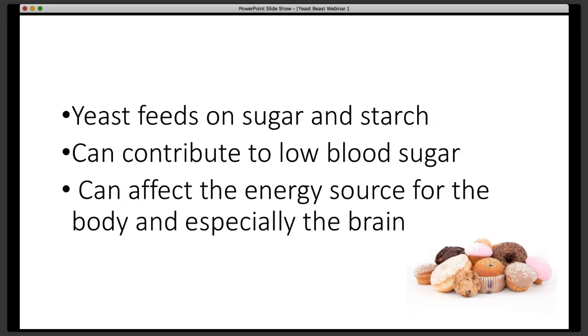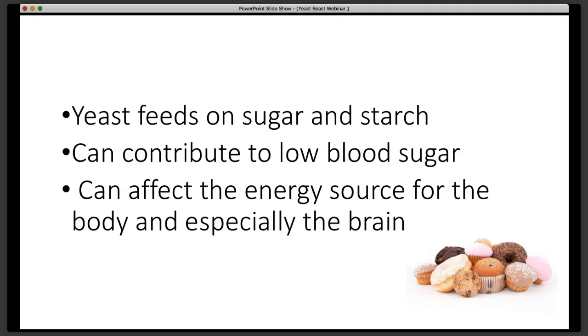Now, yeast feeds on sugar and starch, and it can contribute to low blood sugar, because as it feeds on the sugar in your blood, then obviously your blood sugar drops. And I already mentioned the sugar controlled webinar, and I will probably refer to this webinar more than once because the two go hand in hand. It can affect the energy source for the body and especially the brain.